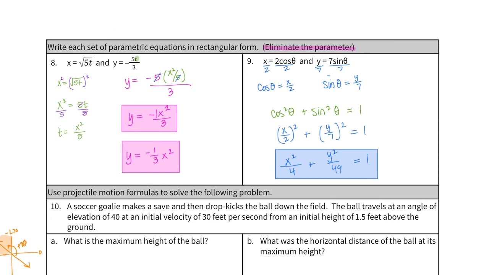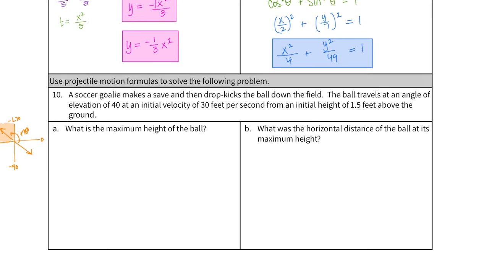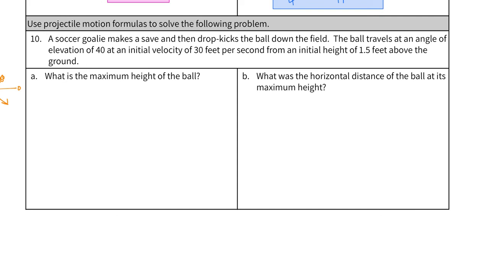Okay, and then one last thing that's going to be on the test is projectile motion. So it says a soccer goalie makes a save and then drop kicks the ball down the field. The ball travels at an angle of elevation of 40. I think it was supposed to say degrees. At an initial velocity of 30 feet per second from an initial height of 1.5 feet above the ground. So we have a lot of information in that sentence.